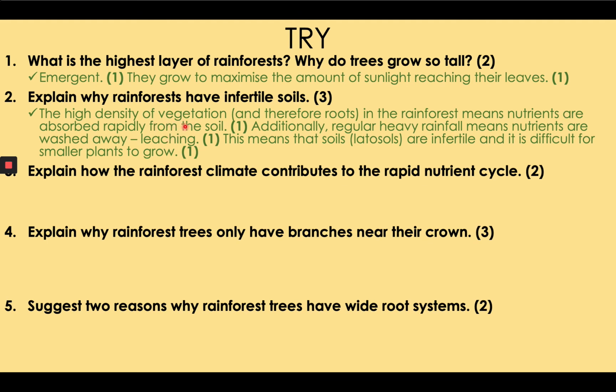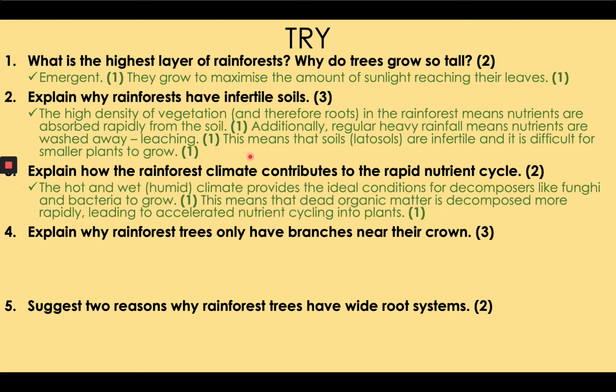So very important ideas. Nutrients absorbed rapidly from the soil, a mark. Regular heavy rainfall, nutrients leached. Soils are infertile and it's difficult for smaller plants to grow. 3, explain how the rainforest climate contributes to the rapid nutrient cycle. Try and use the word humid.